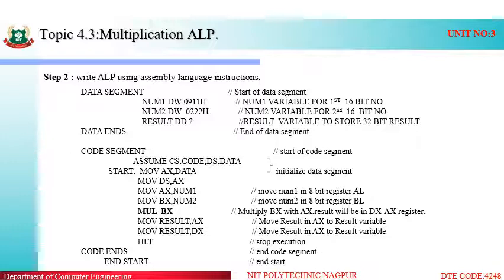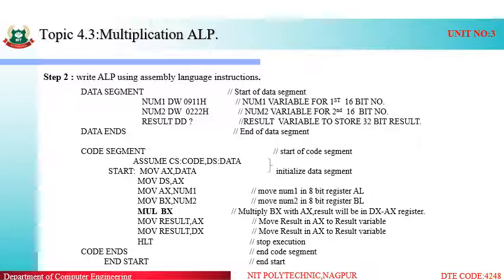Now what will be the result of 16 into 16? It will be 32. Therefore for the result variable we have defined the data type as DD, define double word. Word means 16 bits, double word means 32 bits. And next we have ended the data segment.